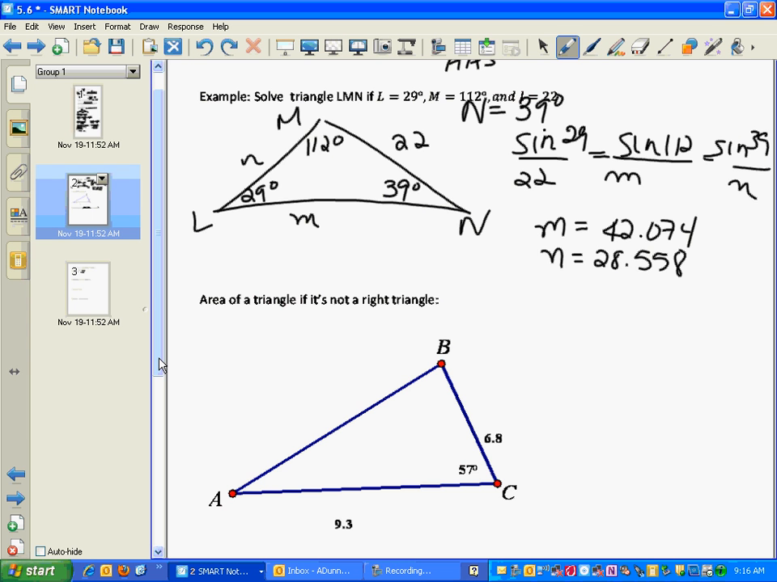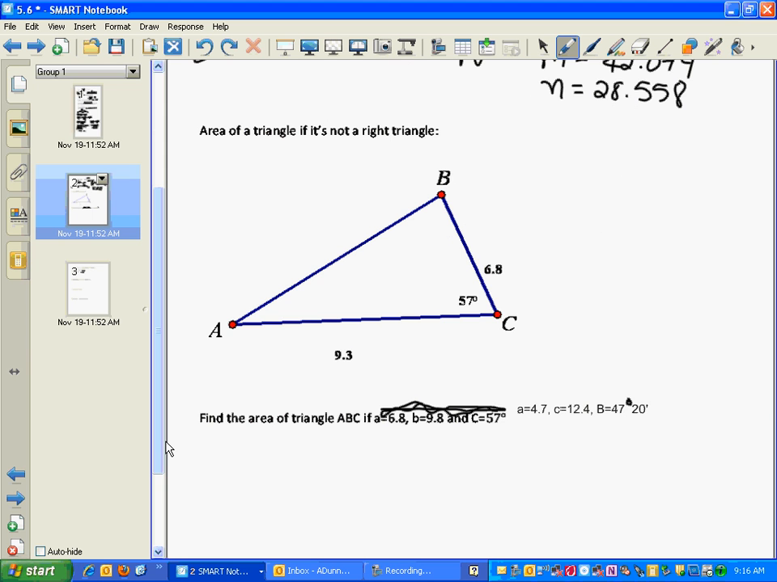Area of a triangle. If it's not a right triangle. Okay. Area of a triangle is, no matter what kind of a triangle, is what? 1/2 base times height. That's our general formula. Now, the book is going to give you, and this is, which postulate or theorem are they giving you when they give you all those pieces of information? This is side, angle, side.